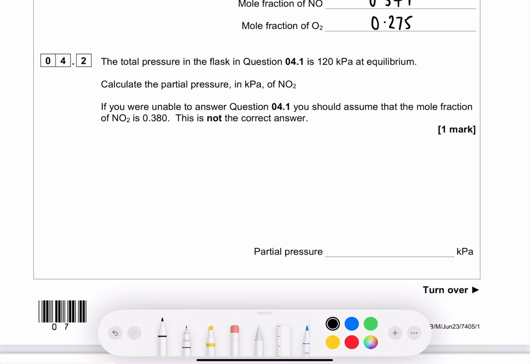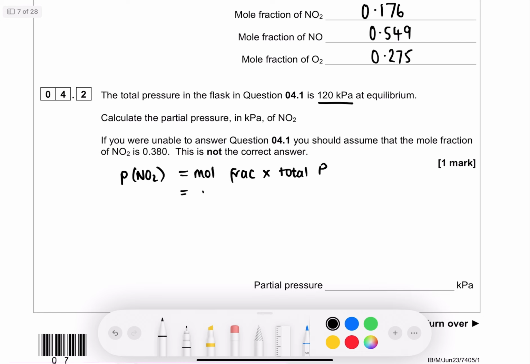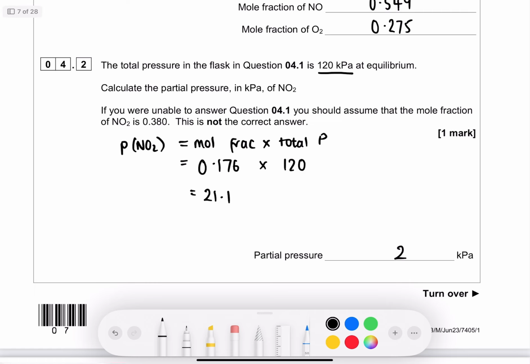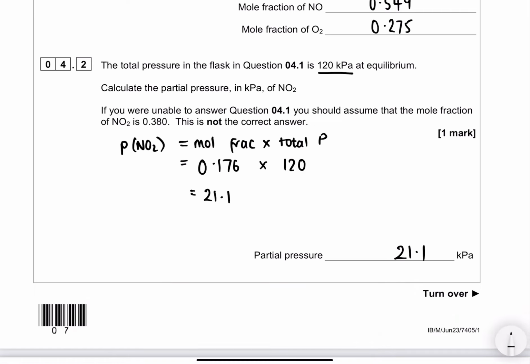The total pressure in the flask is 120 kilopascals. Calculate the partial pressure. So partial pressure is mole fraction times total pressure. So our mole fraction for NO2 was 0.176 times 120 on your calculator. 21.1 kilopascals.